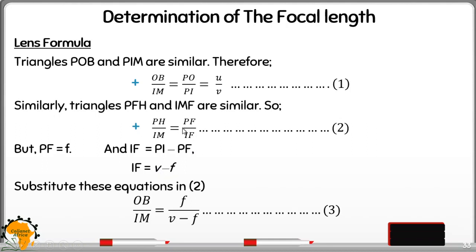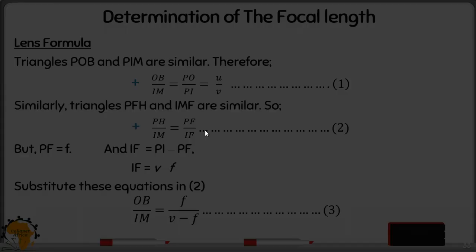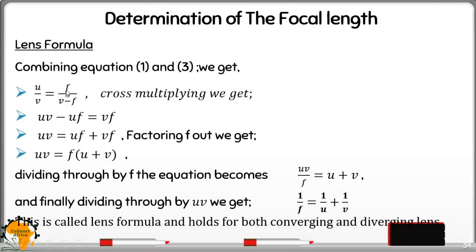Let us consider this expression here. We have seen that PF over IF, but IF is V minus F. And also we have seen that our PF is the same as OB. So we have OB over IM, this one, is equal to F divided by V minus F. But OB over IM is what? It is U over V. We proceed. So we have U over V is equal to F over V minus F.